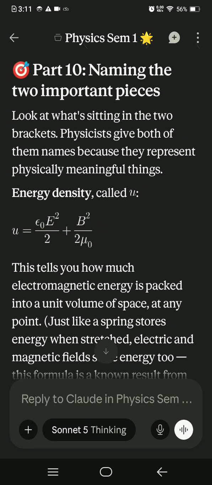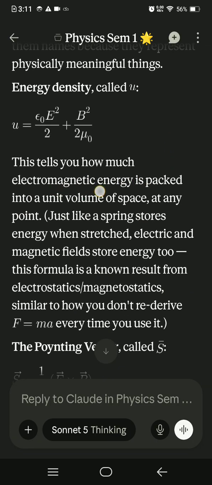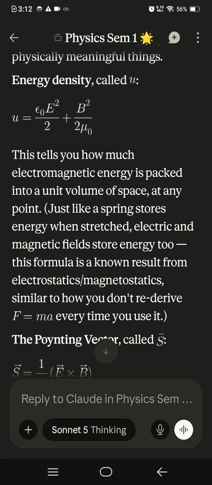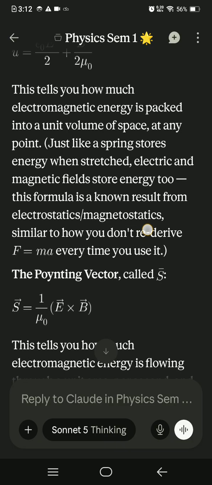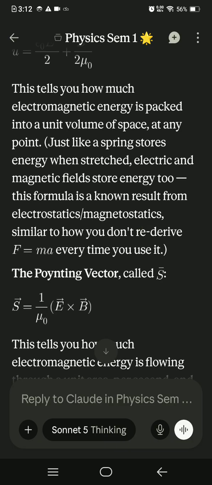This is U. This tells you how much electromagnetic energy is packed into unit volume of space at any point. But how did they derive it? I don't know. Just like a spring stores energy when stretched, electric and magnetic fields store energy too. This formula is a known result from electrostatics and magnetostatics.